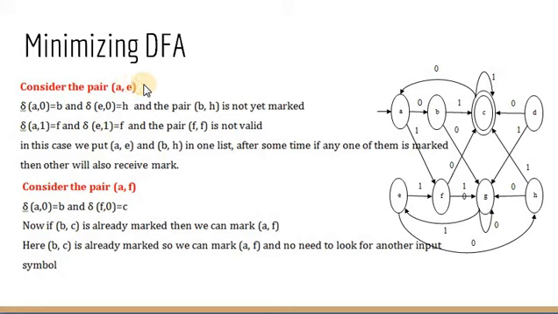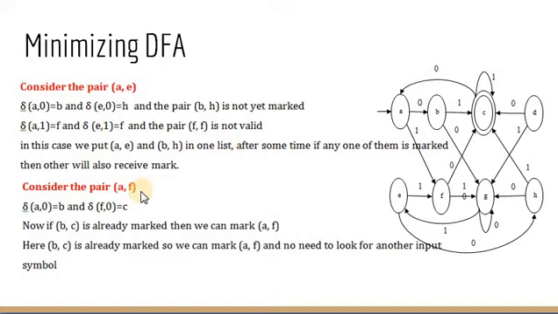Now consider the pair AE. Take the input symbol 0, delta of A0 equal to B, delta of E0 equal to H, and now we have a pair BH that is not yet marked. So take the next input symbol, delta of A1 equal to F and delta of E1 equal to F. We have the pair FF. It is not a valid pair in the table. So in this case, we have to put our considered pair AE and obtained pair BH in a particular list. If after some time one of them receives X, then the other one also receives X.